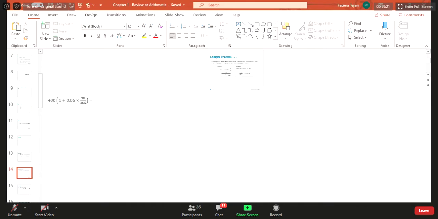So 90 divided by 365. I'm just talking about the bracket now. 1 plus 0.06 plus 0.246, which is equivalent to 0.25. Let's keep the whole number now. We are not rounding off. Unless we finish the calculation, we don't generally round off. We only round when we get the final answer.